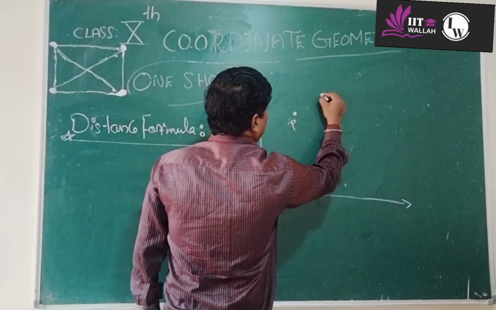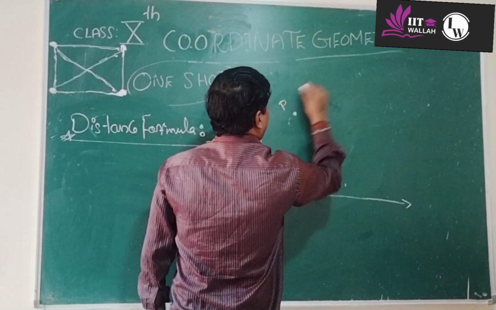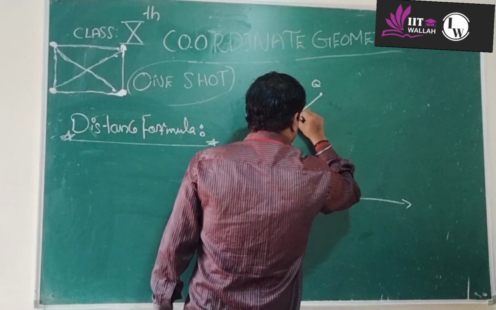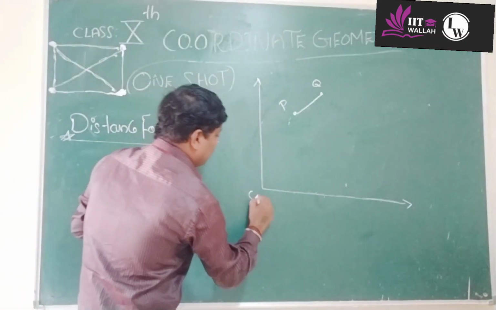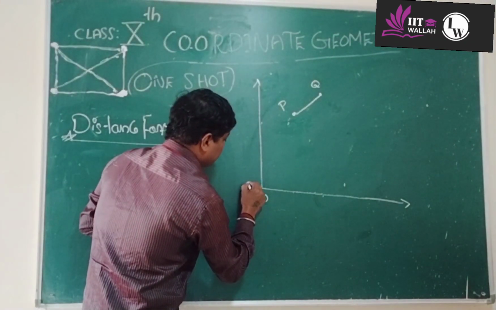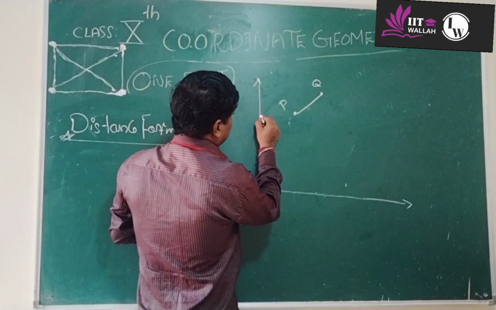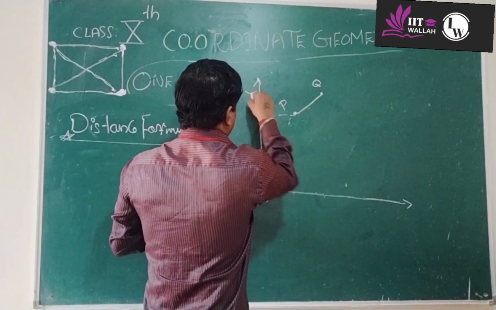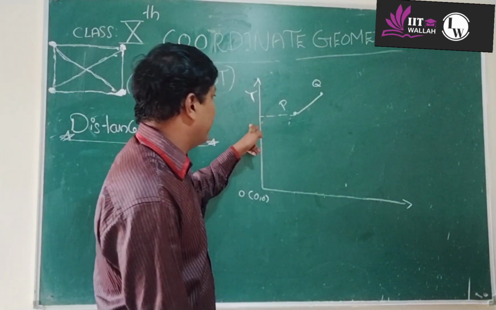P and Q. So we are going to find this distance in coordinate geometry. This is the origin, 0, 0, and the distance to the y-axis will be the x coordinate.